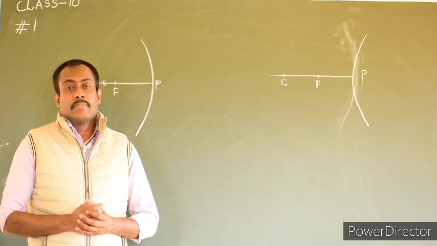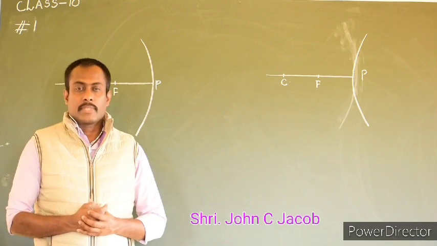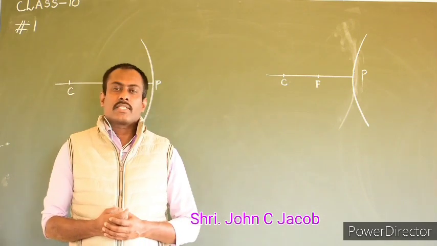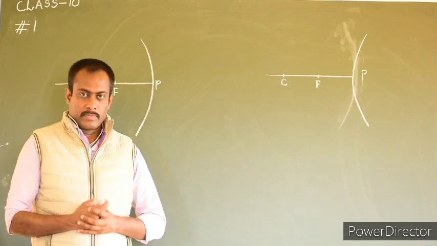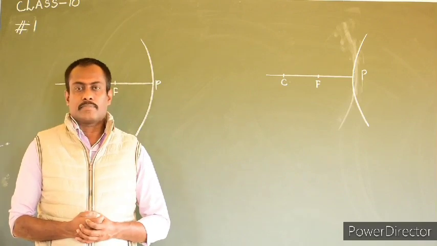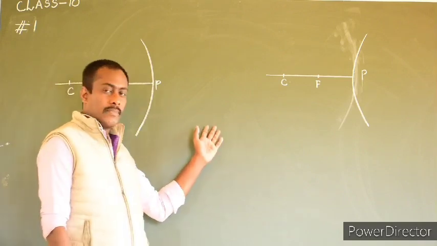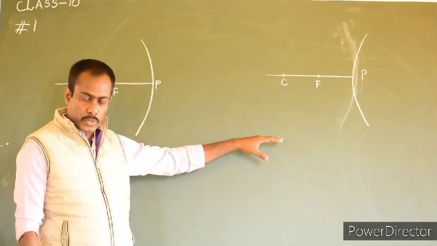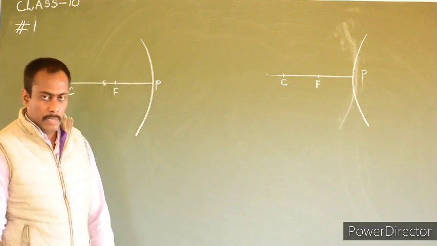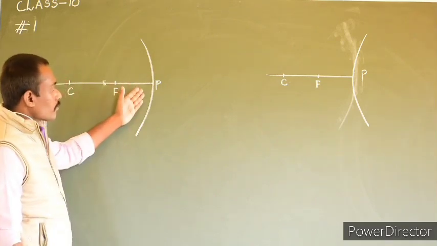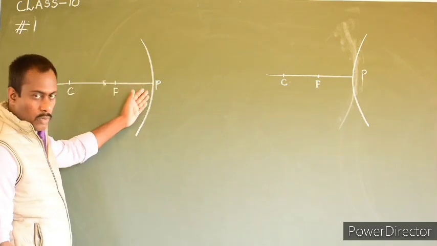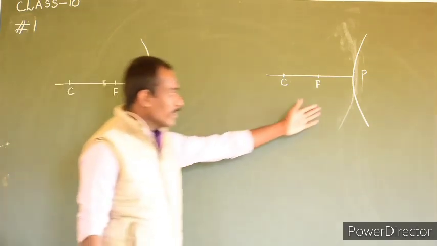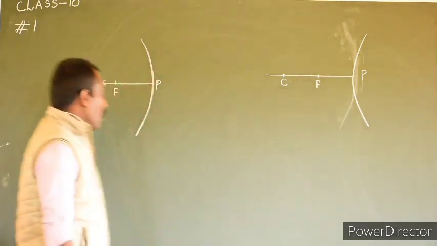In order to track the image formed by a spherical mirror, we need to consider three incident rays mainly. And now we are going to see the three rays that can be useful to track the image formed by a spherical mirror. And here we have a concave mirror, and here we have a convex mirror.